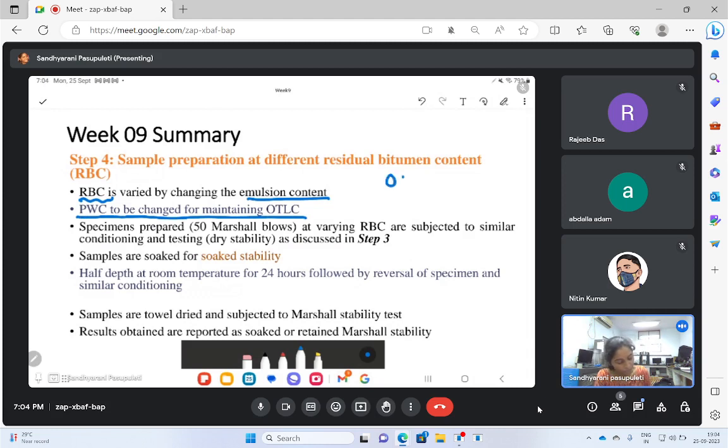So the optimum total liquid content we have already defined, let us say from the previous step. We have to maintain this optimum total liquid content as constant, but we will be varying the residual bitumen content. Let us say at one RBC we will cast the Marshall specimens and apply 50 blows, and we will calculate the stability. That stability we define as dry stability. Same specimens, in the same manner, we will calculate the soaked stability.